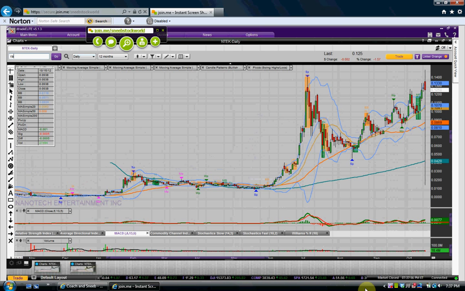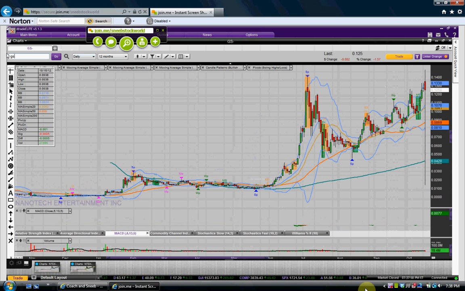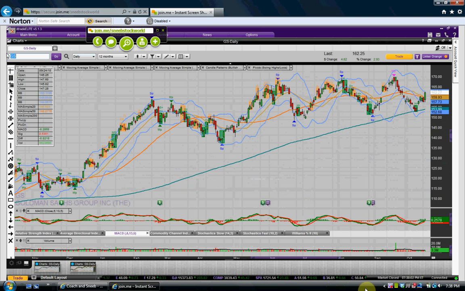Now, when we talk about the trade plan in general, whether it be options trading, whether it be common stock trading, just generally speaking with the swing trade, you've got to be patient. Goldman Sachs is a good company. Goldman is a good company. There's no doubt about that.